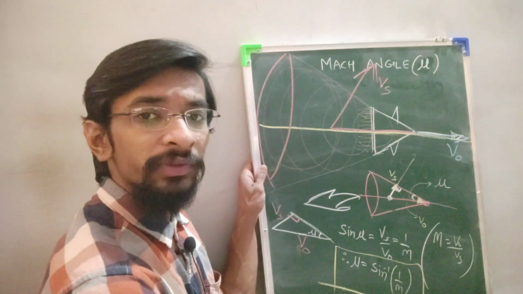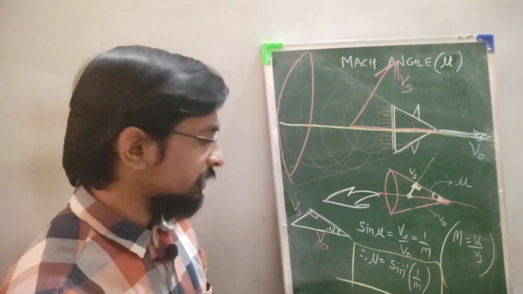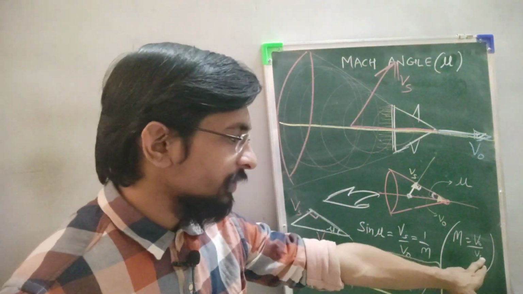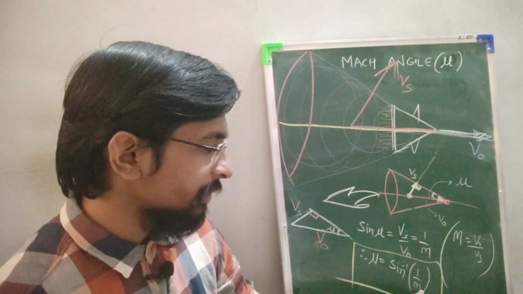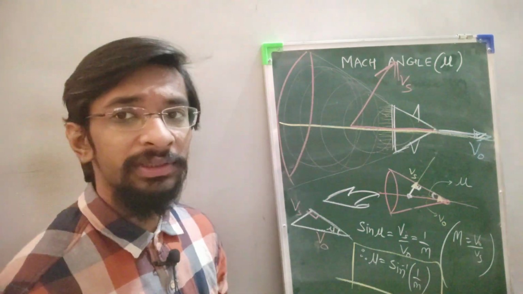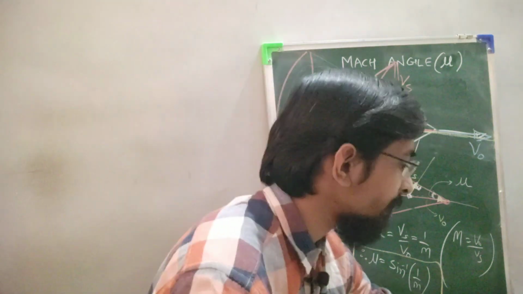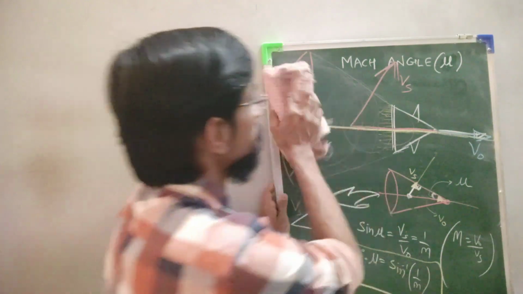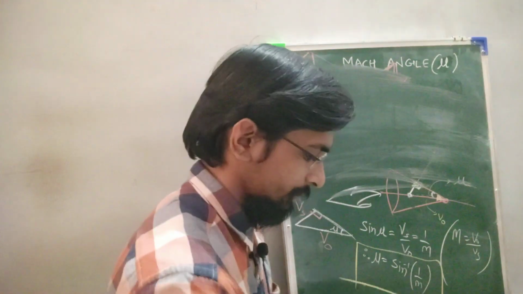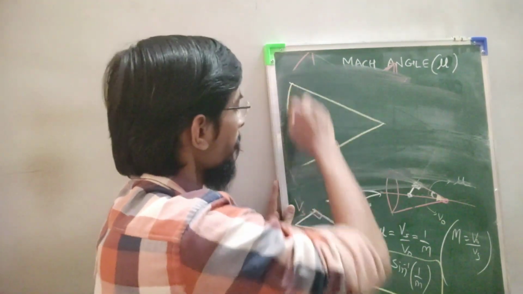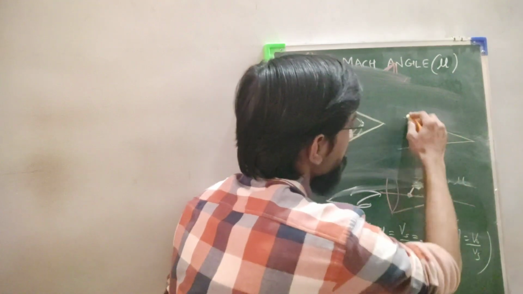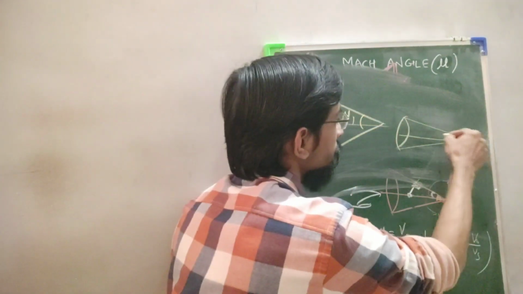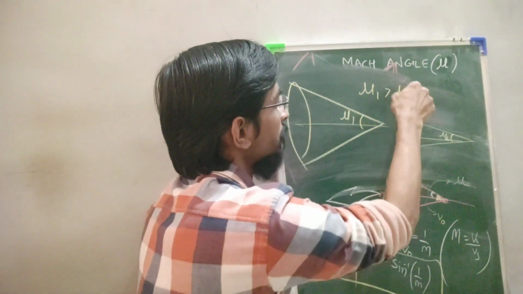So here what we observe is, if the Mach number is greater, the Mach number will be greater when the speed of the object is more and more. If m is greater, mu will be less, meaning the kind of cone that we will be getting will have a different apex. There can be different cones. So here you can easily observe that this angle is more. Let's say this is mu1, this is mu2. Of course mu1 is greater than mu2.